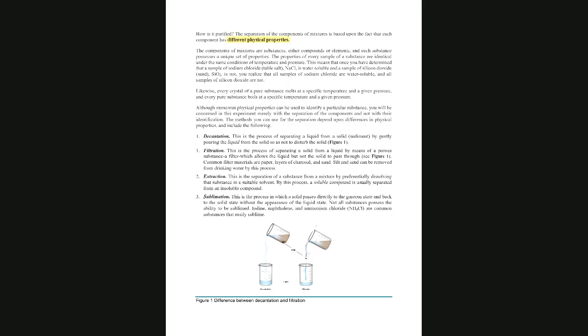Let's say I have a bowl of cereal, also heterogeneous. Why? Because I have the milk and I have the cereal. Then if I have a soda with ice, I have the ice and I have the soda. So it's no uniform composition through the mixture. They give here other examples like cement is heterogeneous, rocks, wood, and they give others.